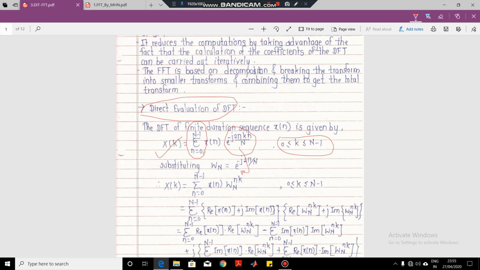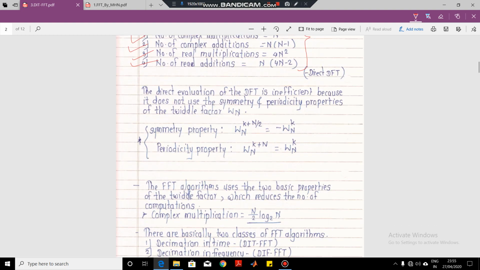So this twiddle factor helps us to reduce the computations because this twiddle factor exhibits two properties. One is called the symmetry property and another is called the periodicity property. We had seen that there is no need of computing so many twiddle factors. Even if you compute 4 twiddle factors, it is sufficient for an 8-point DFT because another 4 will be repeated due to the periodicity property. And here also we need not compute the values of all the 4 because by using the symmetry property, there is only a difference in sign of the opposite values.